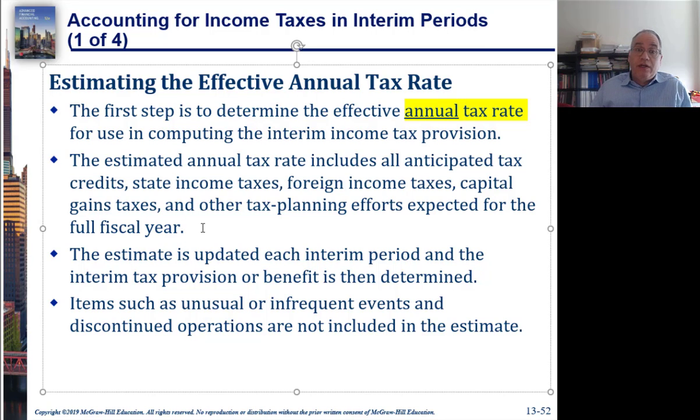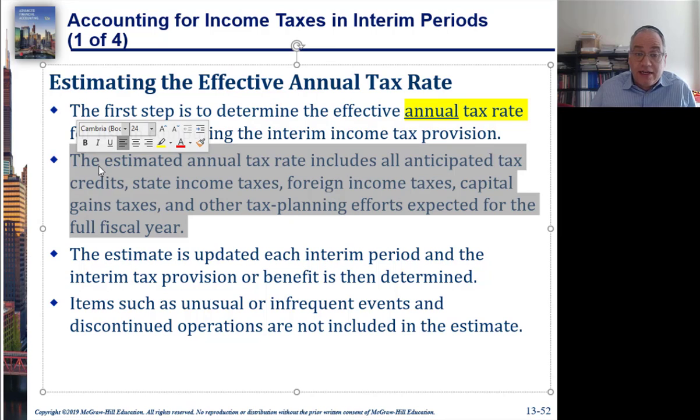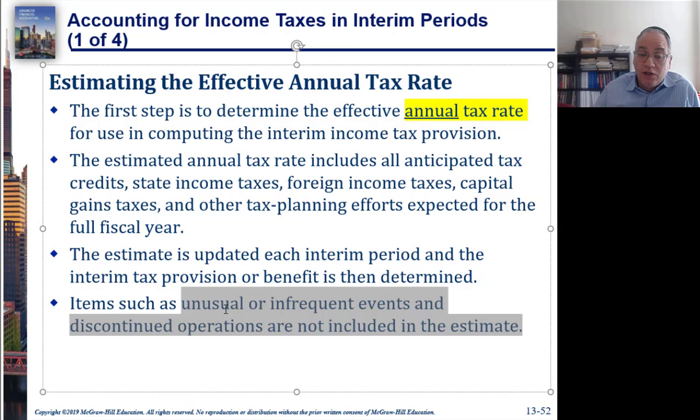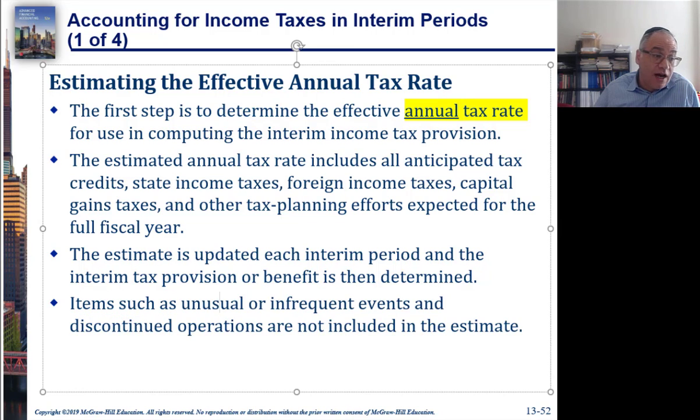And then each interim period, when you do this analysis, you have to go through this exercise again and update the estimated annual tax rate. And you're going to use that to determine what the interim tax provision is and subtract any previously recorded taxes. And you would not include unusual or infrequent events, discontinued operations, and so on.